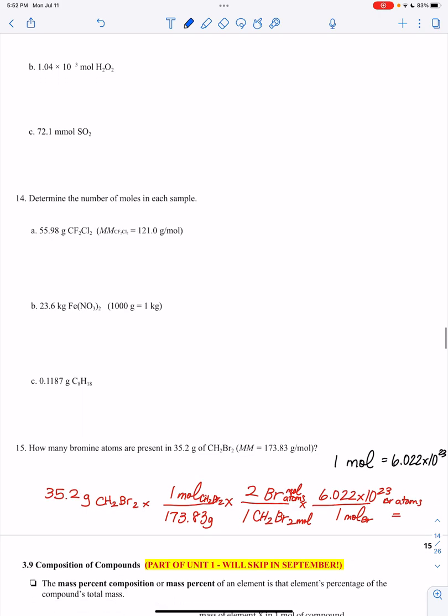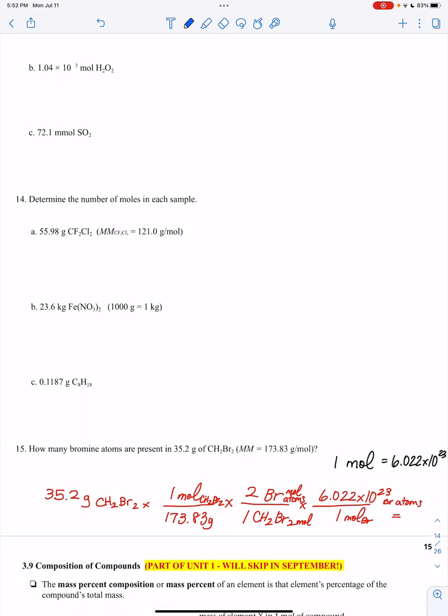So for 15 here, it says how many bromine atoms. The moment it asks for atoms, I have to think about Avogadro's number. Avogadro's number is 1 mole is 6.022 times 10 to the 23rd. Well, before I could get atoms, I need moles. And I gave you grams. That means I'm going to have to go from grams to moles to moles of bromine to then atoms of bromine. Because be careful. I give you 35.2 grams of CH2Br2. That's not of bromine. That's of a compound that contains bromine.